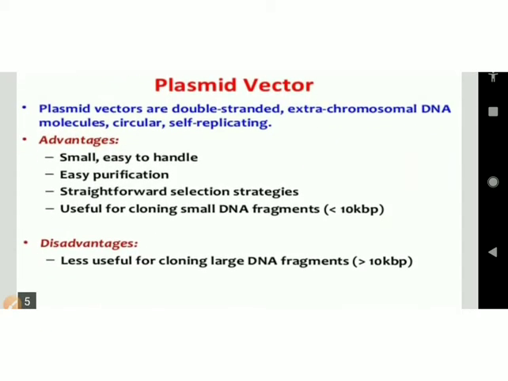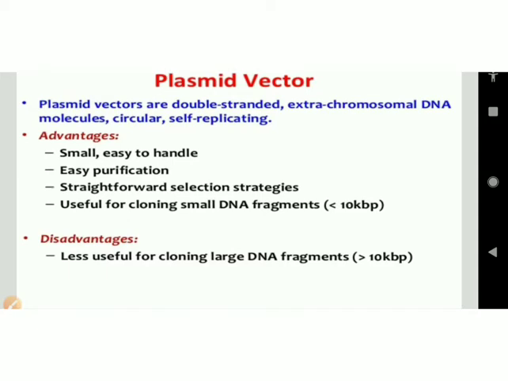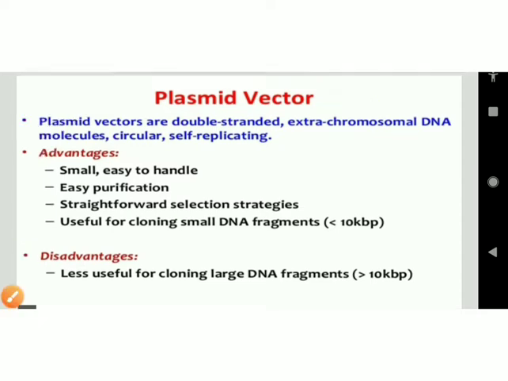Next is the first cloning vector, the plasmid vector. So what is the plasmid vector? Plasmid vectors are double stranded, extrachromosomal DNA molecules, circular and self-replicating. These are the plasmid vector characteristics. Plasmid vectors are always double stranded, like the structure of DNA, which is a double helical structure.